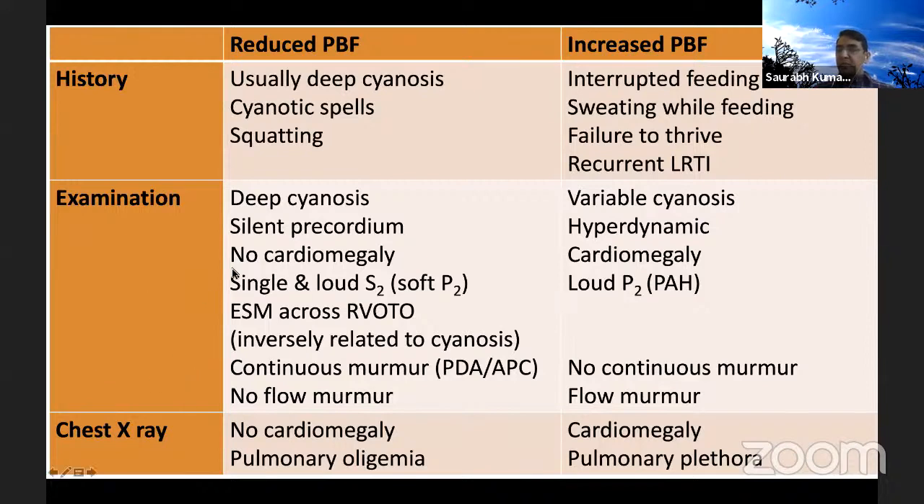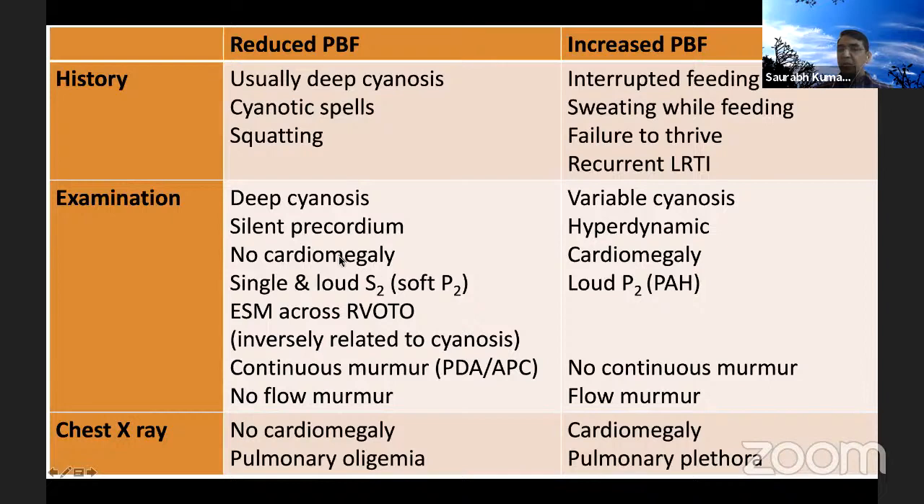So this is a generic table which tells when you suspect that the patient has reduced pulmonary blood flow, and as you can see, history has a very important role over here. If the patient is having signs of heart failure, which in a child would be indicated by interrupted feeding, sweating while feeding, failure to thrive, recurrent LRTI, then we are talking in terms of increased pulmonary blood flow. If the patient is typically giving a history of squatting and cyanotic spells, then we are more likely dealing with the reduced pulmonary blood flow type of situation.